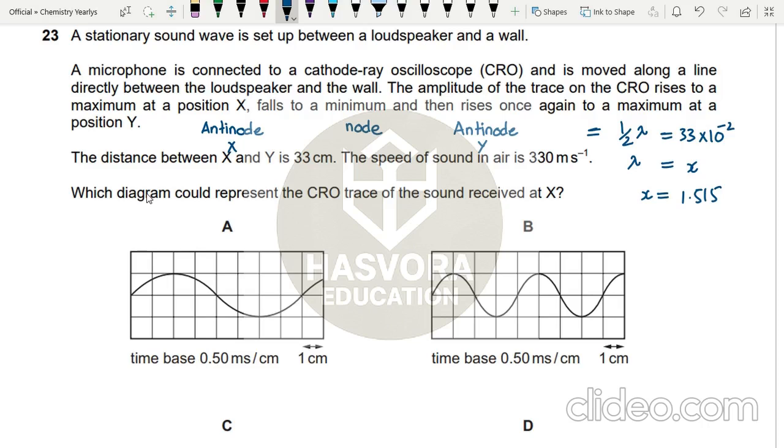Actually I've made a mistake, I have just reversed it. So it is going to actually become, let me just recalculate this. Okay, so just give me a minute. So this is going to become 33 into 10 power minus 2 divided by the half lambda. So this is going to become 0.66 meter. Now this is the wavelength.